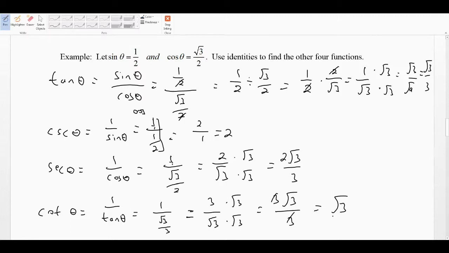Make sure you remember how to rationalize the denominator. Don't forget that. My MATLAB system, or whatever system you're using, may count it, may not count it. So whenever in doubt, rationalize.